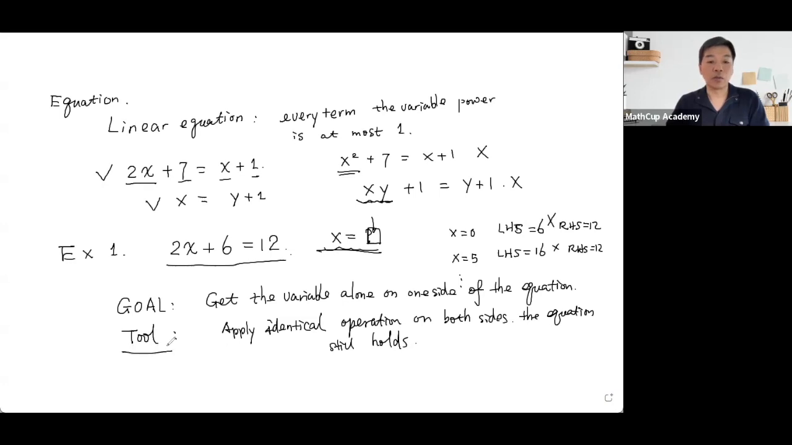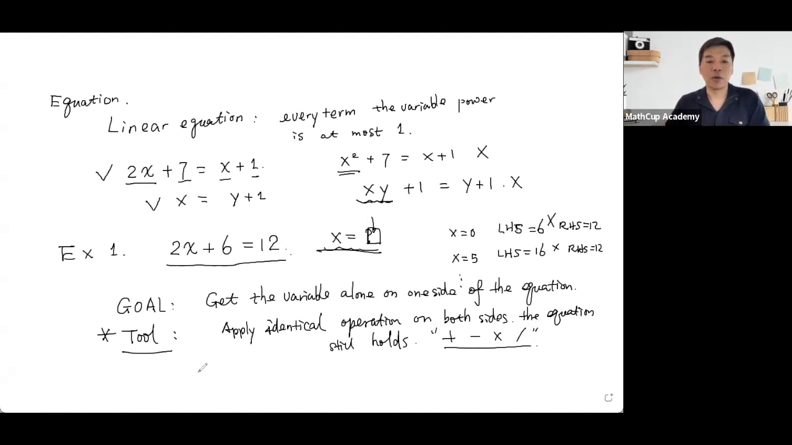This is our tool. And when we say identical operation, we're only going to focus on the simple operations: plus something, minus something, multiply something, and divide something. We're only going to focus on this simple operation, even though this idea of applying identical operation on both sides, the equation still holds, actually includes all possible operations you can think about. We're only going to focus on the simple things.